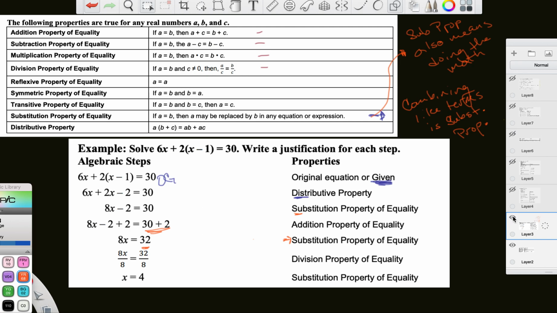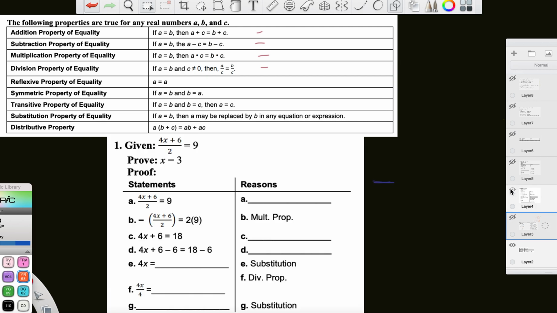We're not going to just look at the example. We're going to do some of it, right? So let's go over here. All right. And we're going to write right on this sheet here. So you have this given equation, 4x plus 6 over 2 equals 9. Prove that x equals 3. Okay, well, we'll prove it. And what's the first thing we do? We restate what is given. This is going to be common for everything we do.